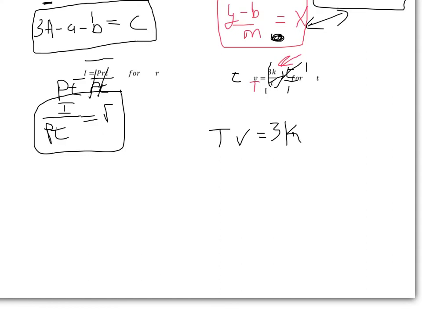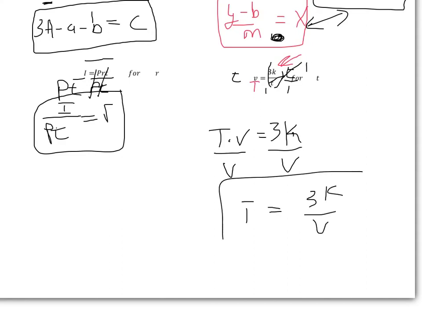Now, if we have tv, or t times v equals 3k, and we're trying to solve this for t, we need to undo this multiplication by v. So we want to divide by v, and we get t equals 3k over v, and this is the solution we're looking for. Now I'm going to put it in a box.